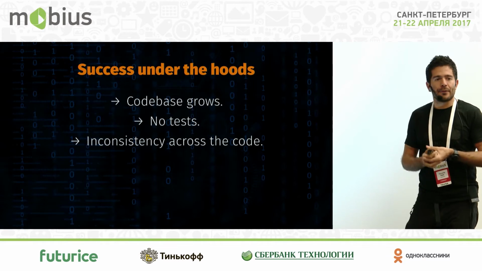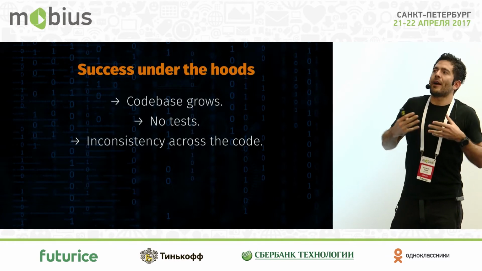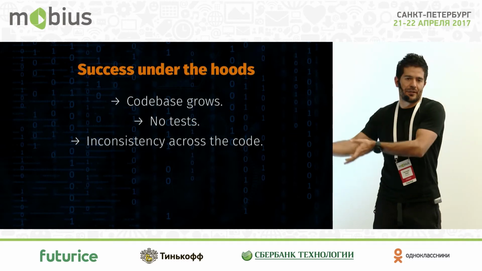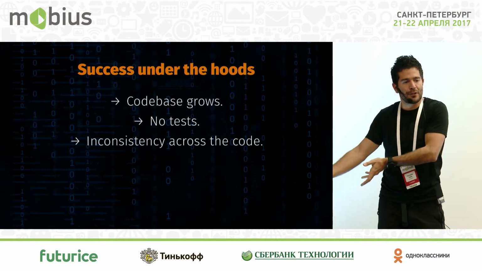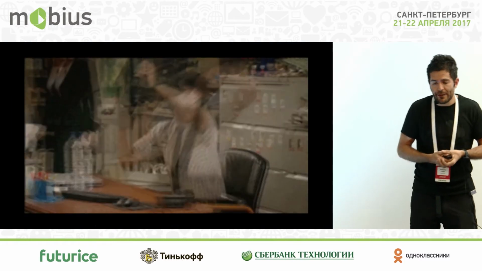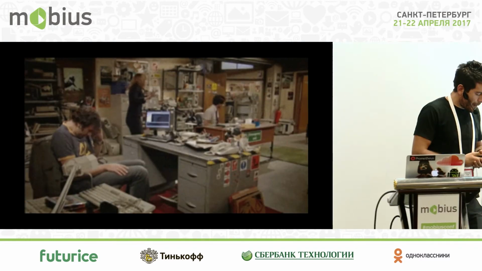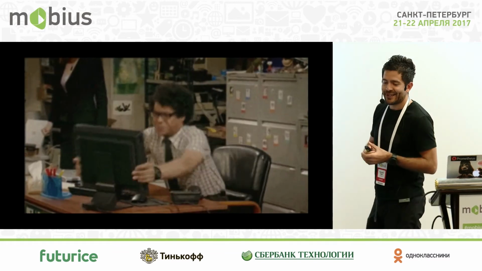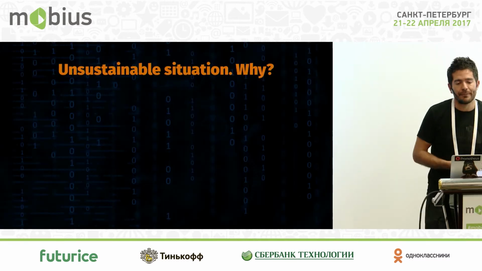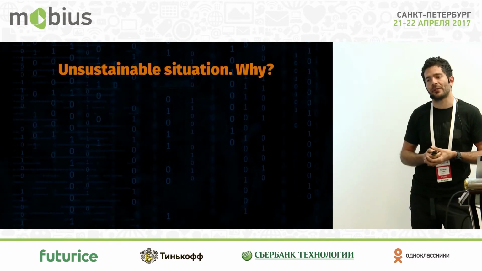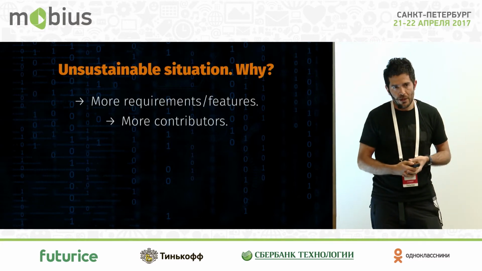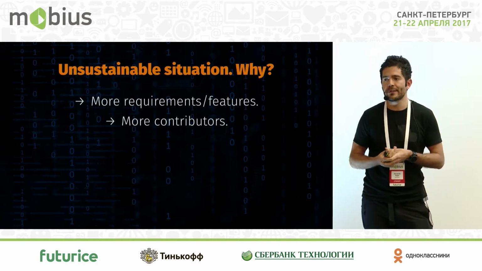What happens? You also don't have consistency across your code base. You might be developing a feature in a specific way on this screen, and then you try something new on the other screen. So that's pretty normal, right? But you get frustrated when you start growing because that has an impact on your code base. And this becomes an unsustainable situation. And I'm going to tell you why. Because you need more requirements. You will have more contributors to that code base.